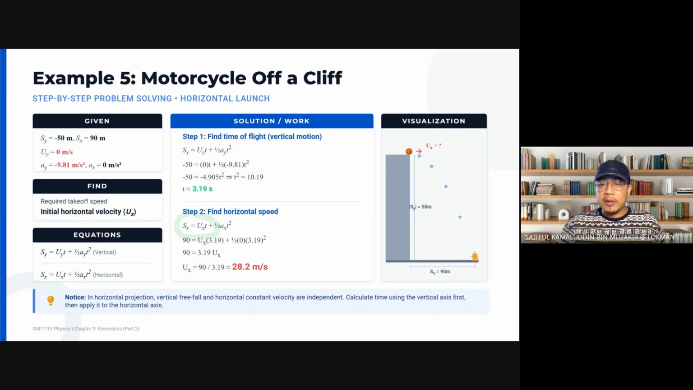SX we have here is 90 meters. How about UX? We don't know UX, and we want to find out. This could be our solution. How about T? Yes, T is 3.19 seconds. So we could get our value of UX. Therefore, UX is 28.2 meters per second. This is our UX, and also our takeoff speed. It is written positive because it moves to the right, and we can use 28.2 as our takeoff speed. The speed here, this is the speed, this is also the velocity. Same.